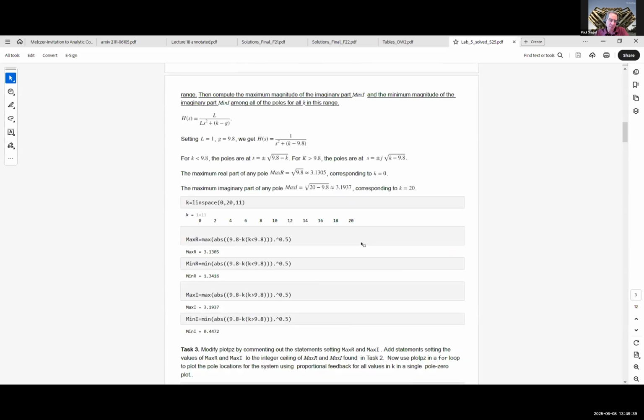We saw in lab 5, in one of the cases that you looked at, that you actually looked at the impulse response.